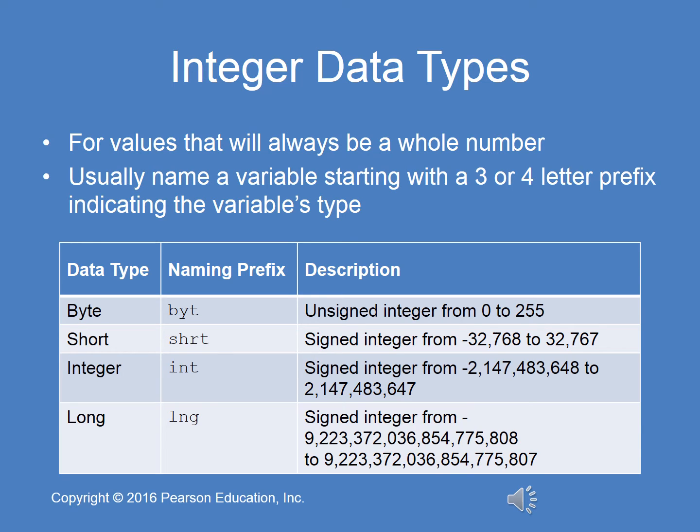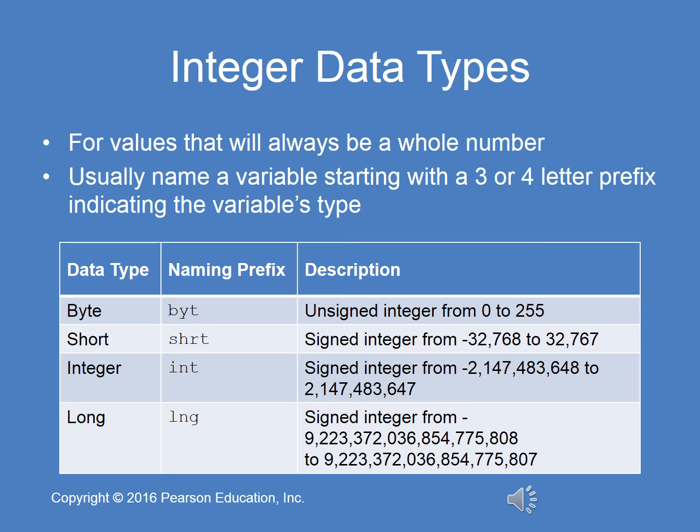A byte, BYT, is an unsigned integer from 0 to 255. Short, or signed integer, means positive or negative, from negative 32,768 to 32,767. An integer is from negative 2,147,483,648 to positive 2,147,483,647.